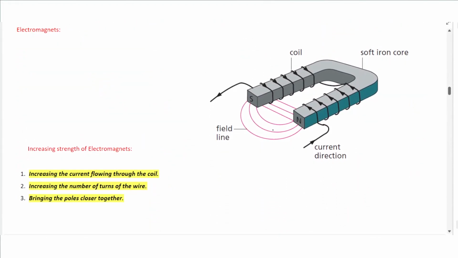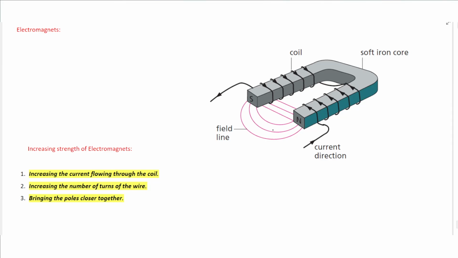Now, to create an electromagnet, you wrap a coil around an iron core. It could be shaped as a bar or as a U-shaped magnet. You can create the north and the south poles by controlling the direction of flow of the current in the coil using the right hand grip rule.